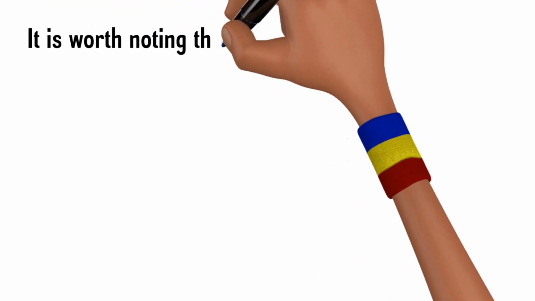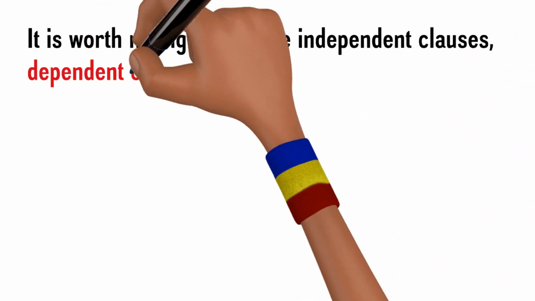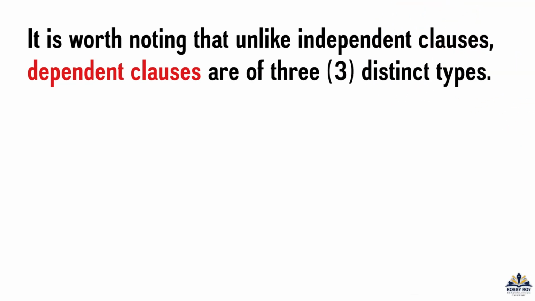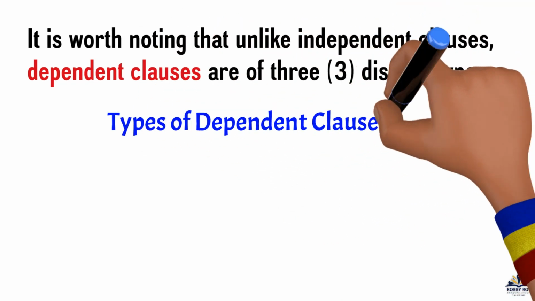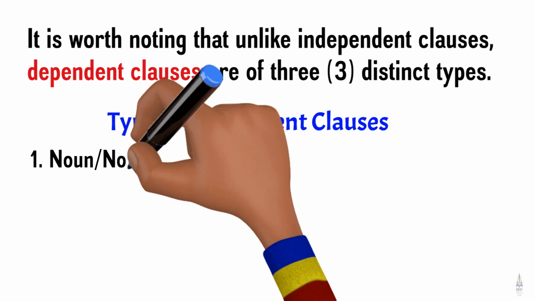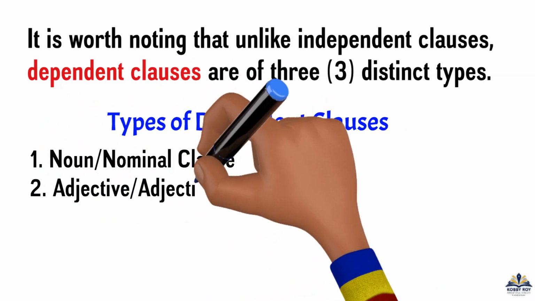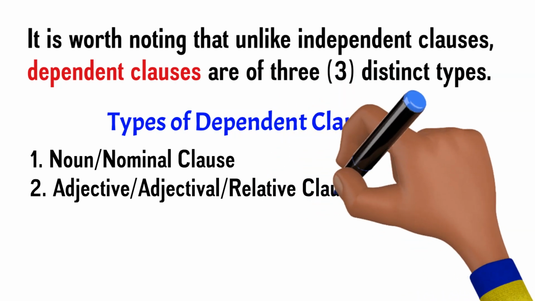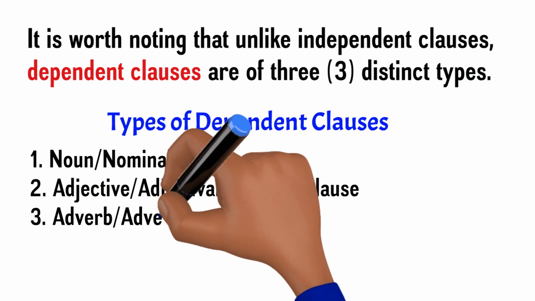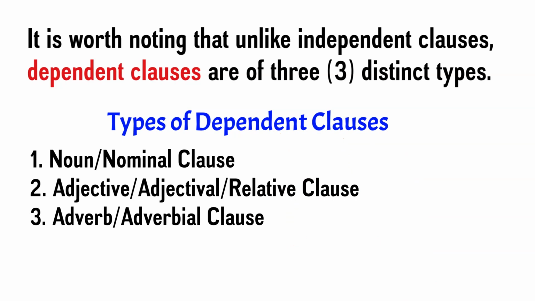It is worth noting that unlike independent clauses, dependent clauses are of 3 distinct types, namely 1. Noun or nominal clause, 2. Adjective or relative clause, and 3. Adverb or adverbial clause. Now, let's look at them in detail.